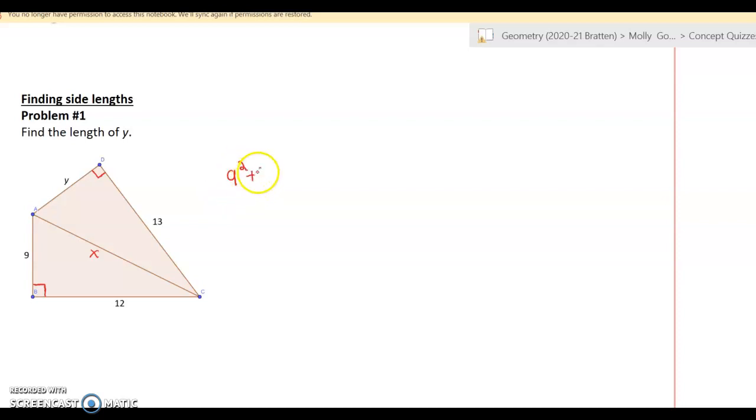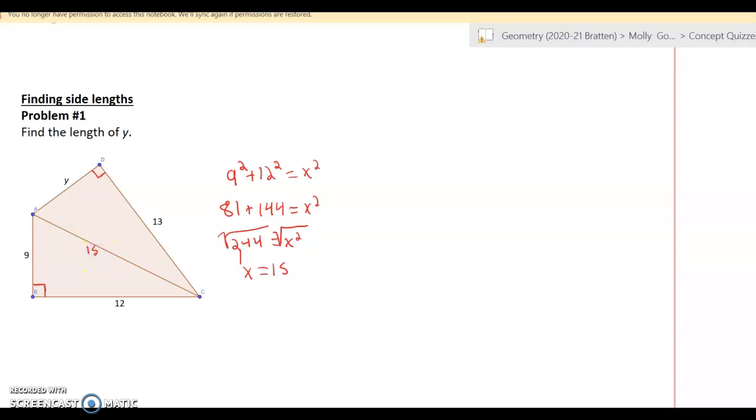9 squared plus 12 squared equals x squared, which is 81 plus 144 equals x squared. Then I'm just going to add those together, which is 225 equals x squared, and then square root both sides, and x equals 15. So we now know that this side is 15.